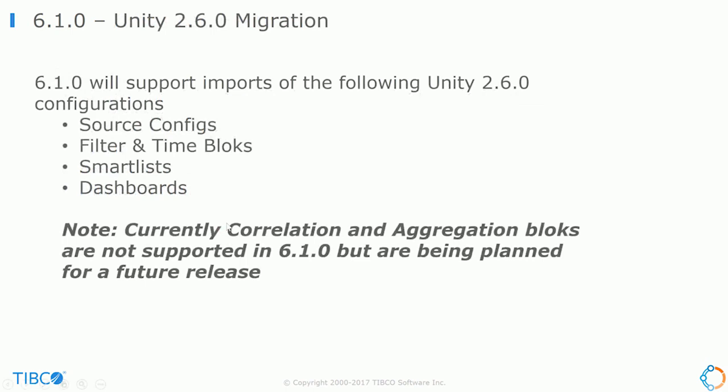6.0 will support imports of the following Unity 2.6 configurations: source configs, filter and time blocks, smart lists, and dashboards. Note that currently correlation and aggregation blocks are not supported in 6.1 but are being planned for a future release.